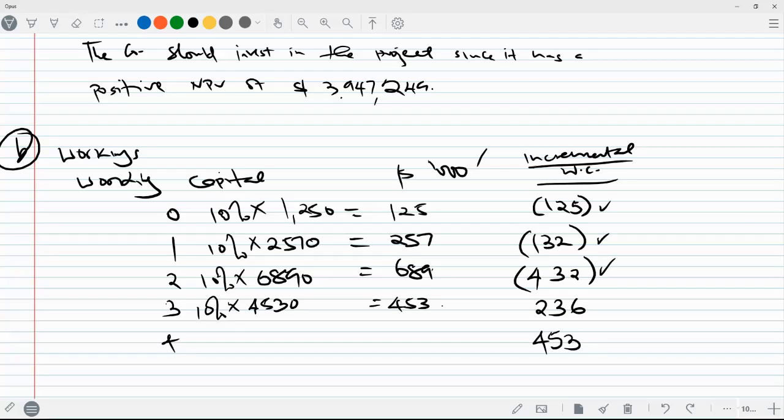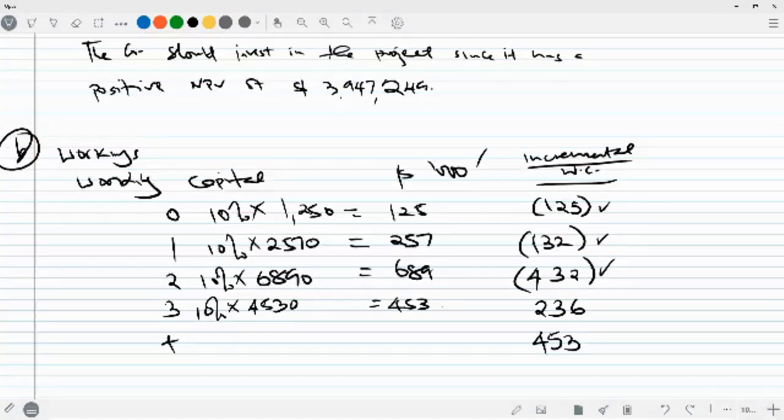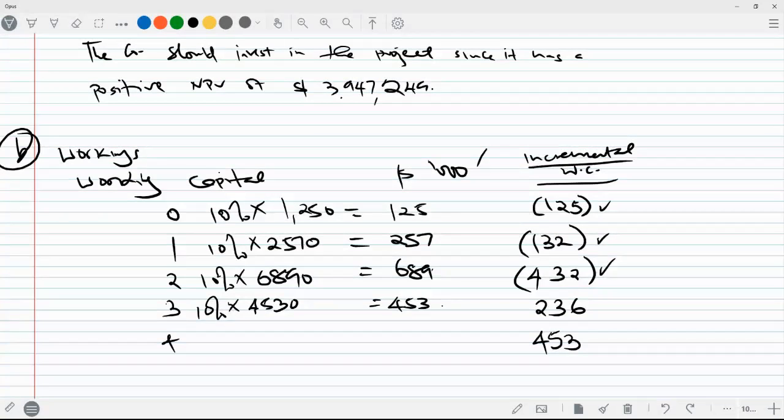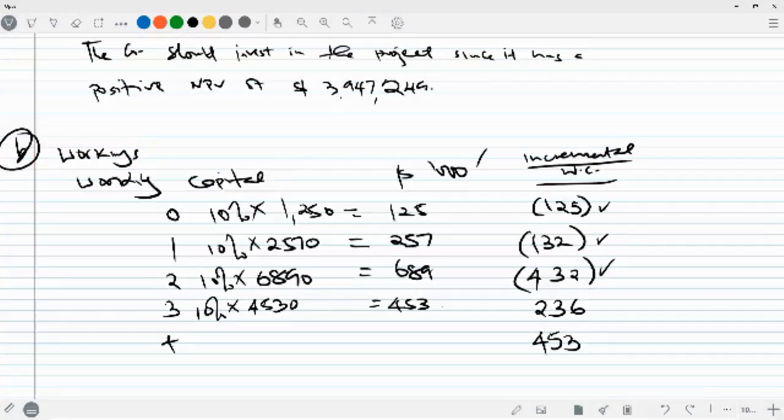Between year 2 and year 3, the stock you require: you had 689 at end of year 2, but now at end of year 3, you only need 453. Then what do you do with the stock? You are disposing of the stock, aren't you? Because you had 689 at the beginning of the year and 453 at the end. It means there is money coming into the business, so this is a positive cash.